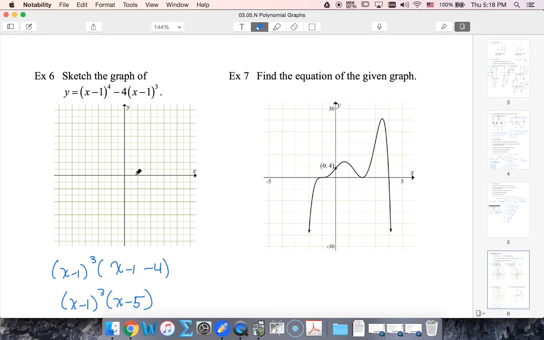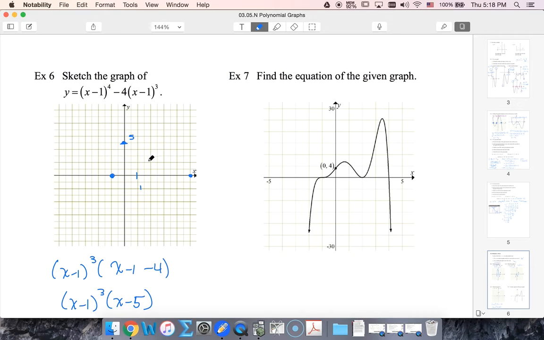So I'll have 1, 2, 3, 4, 5 if I count every 2 boxes as 1. And I could have -1, and that's going to be a cubed root. I'm going to have a y-intercept at +5. So 2, 4, 5 if I count this way as 5.